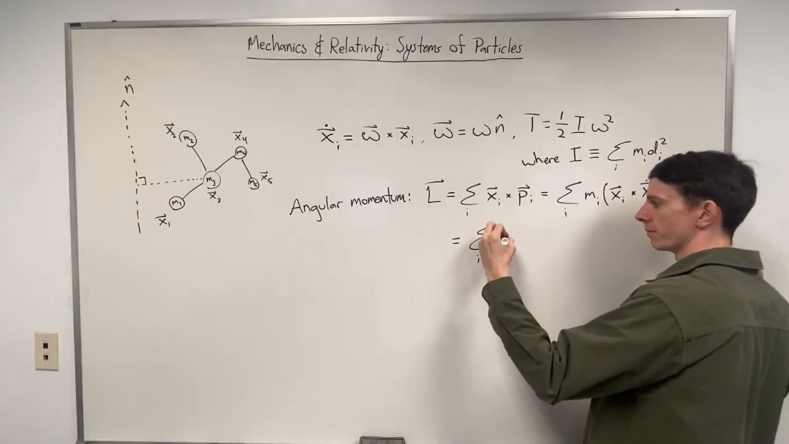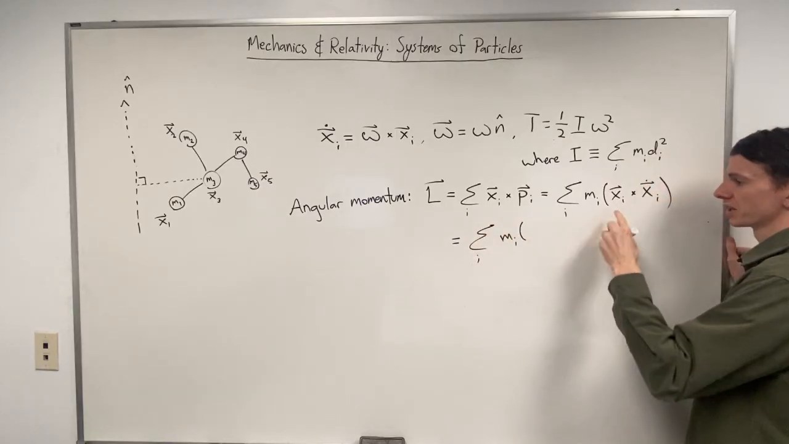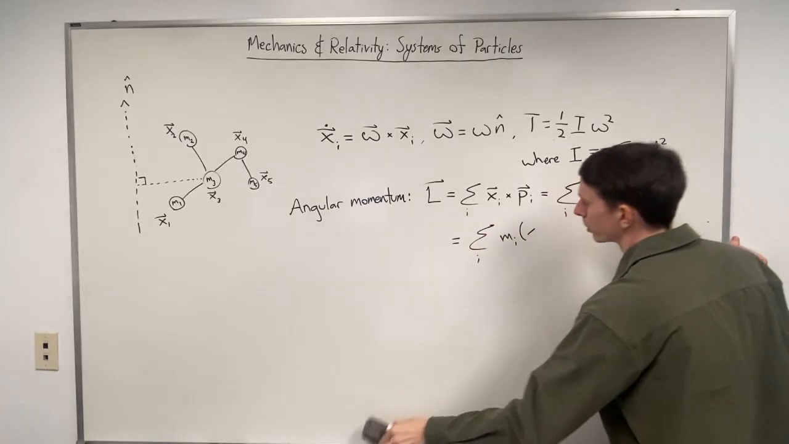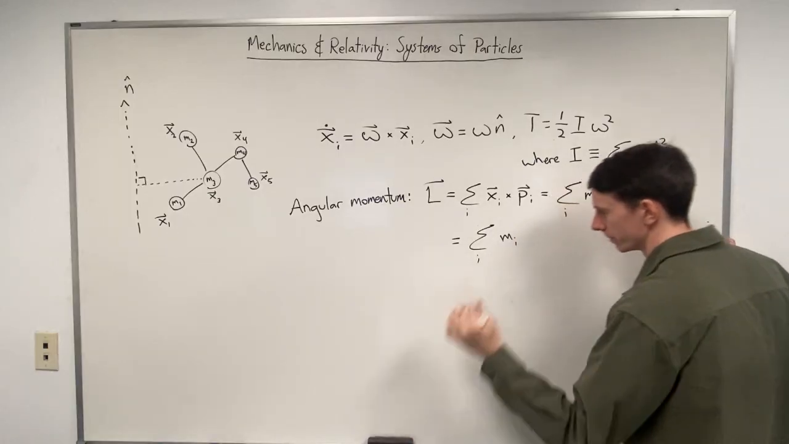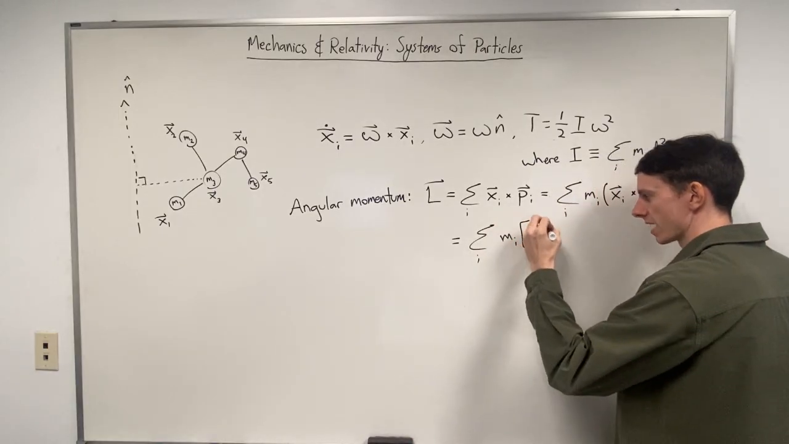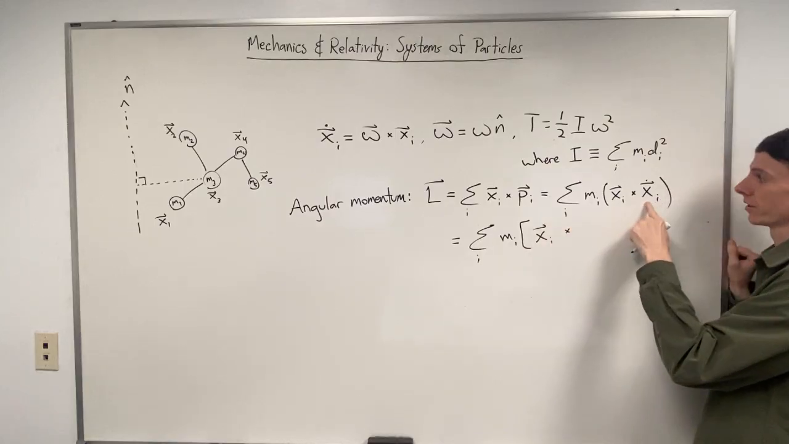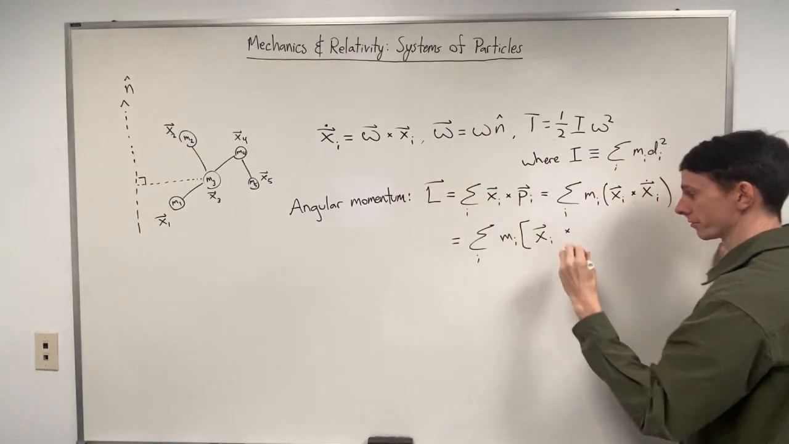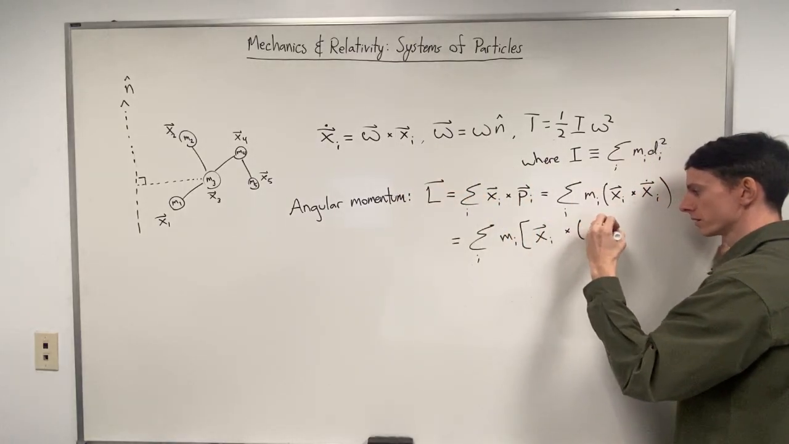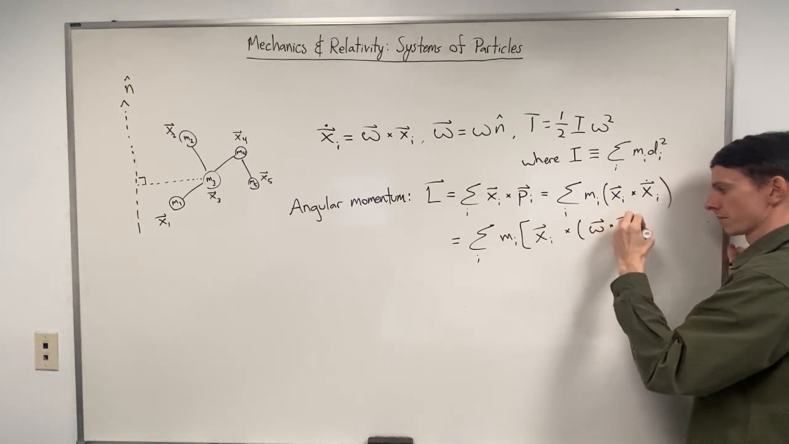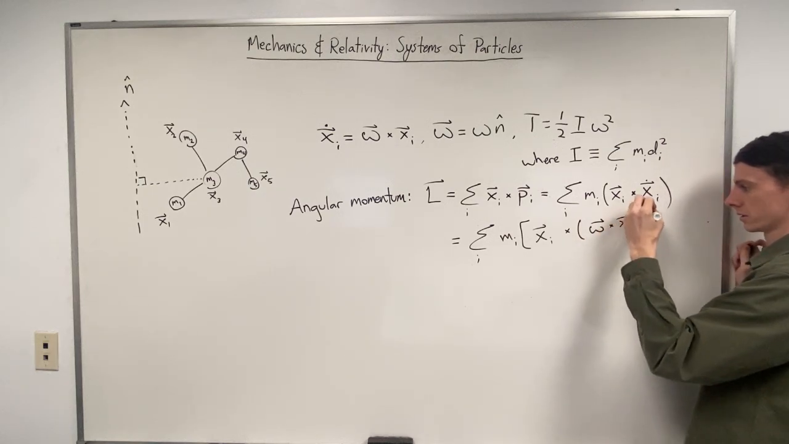We have the ith mass times x_i. Maybe I'll put brackets here too, just to make it a little easier to read. We have x_i in a cross product with x dot i, but that's this quantity, right? So that's omega cross x_i, like this.